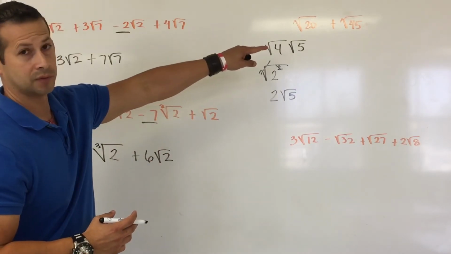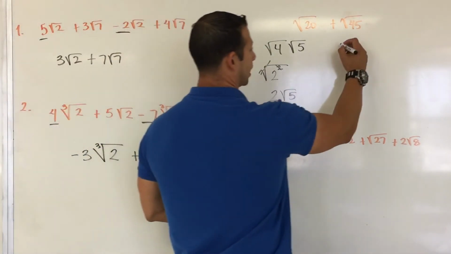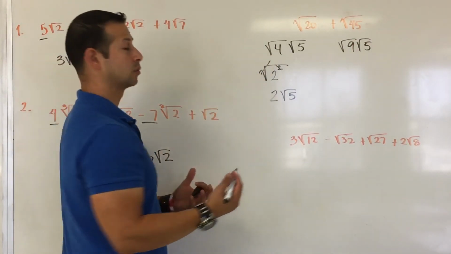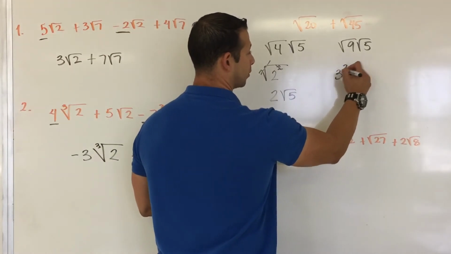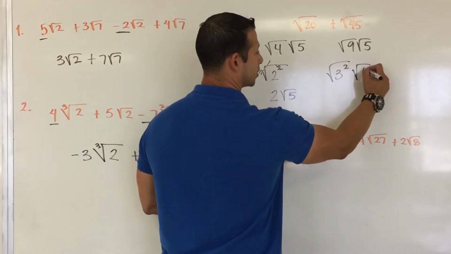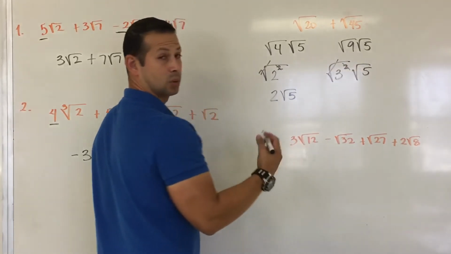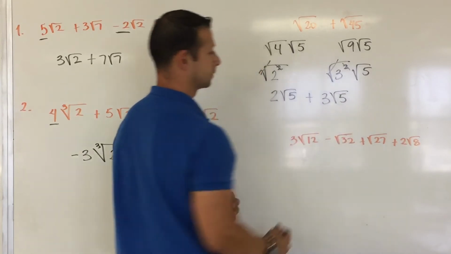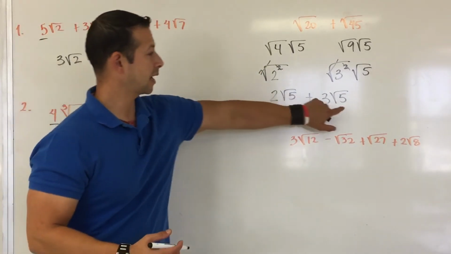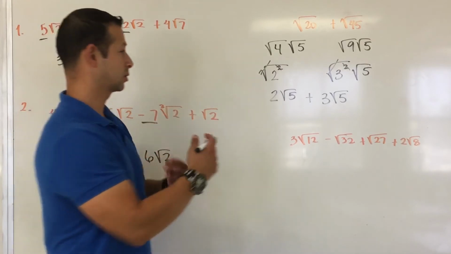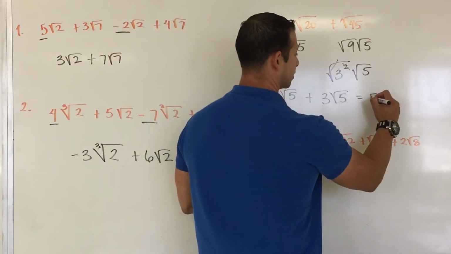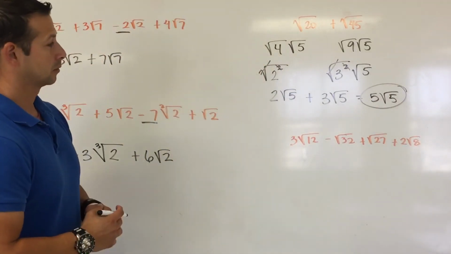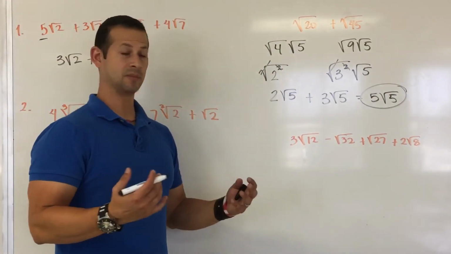Well, what about radical 45? Same thing. Over here you have square root of 9 times the square root of 5. Well, the square root of 9, we can rewrite it as 3 to the second power times the square root of 5. The square root and the square cancel out. You're left with 3 radical 5. Now you notice they both have the same radical, so I can combine those two. 2 plus 3 is going to give me 5 radical 5.